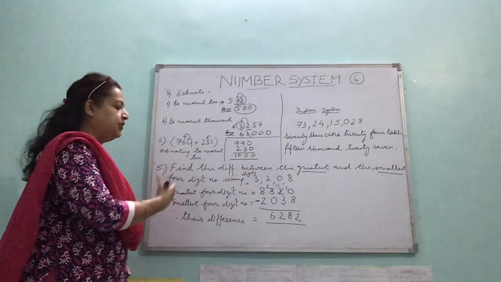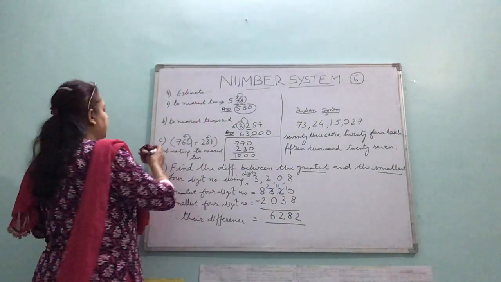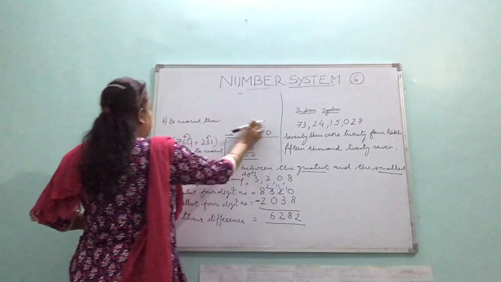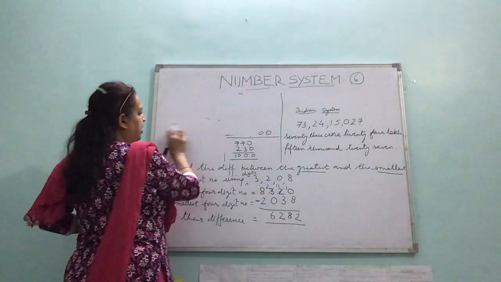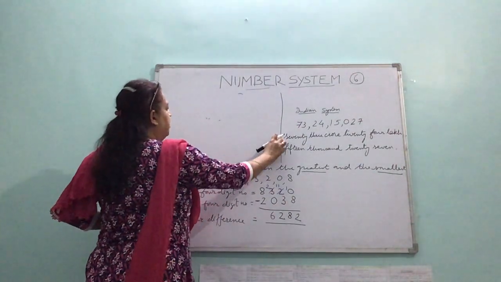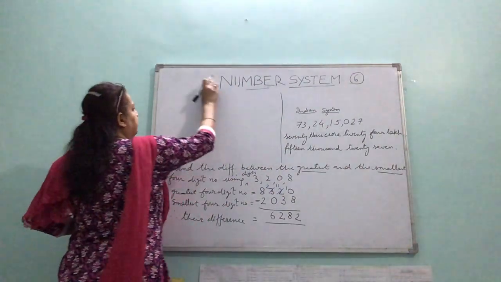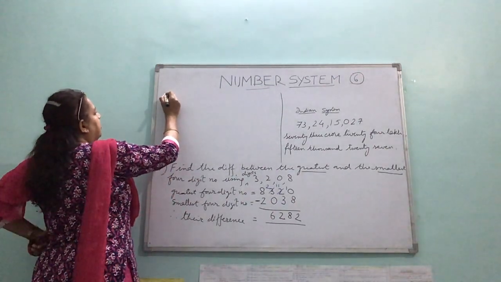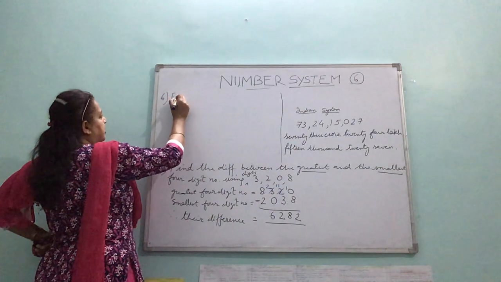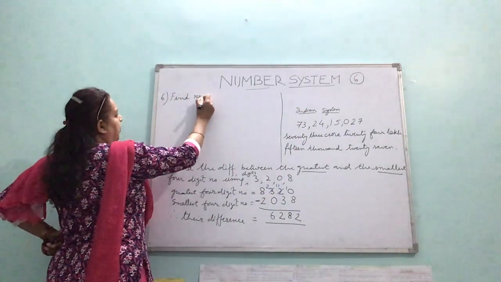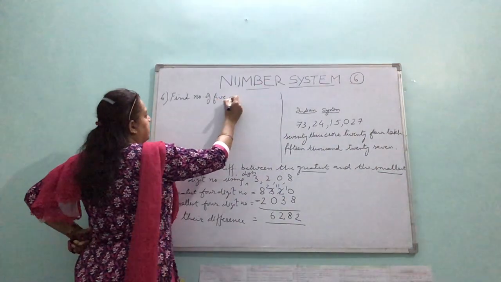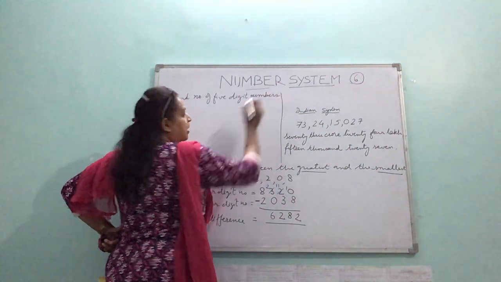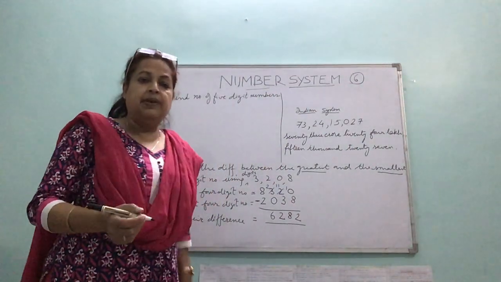this is how you can find the difference, you can find the sum, right? But another question, if you are asked how many 5-digit numbers are there in the number system? Okay. Question number 6. Find the number of 5-digit numbers. That means how many 5-digit numbers are there in the number system.